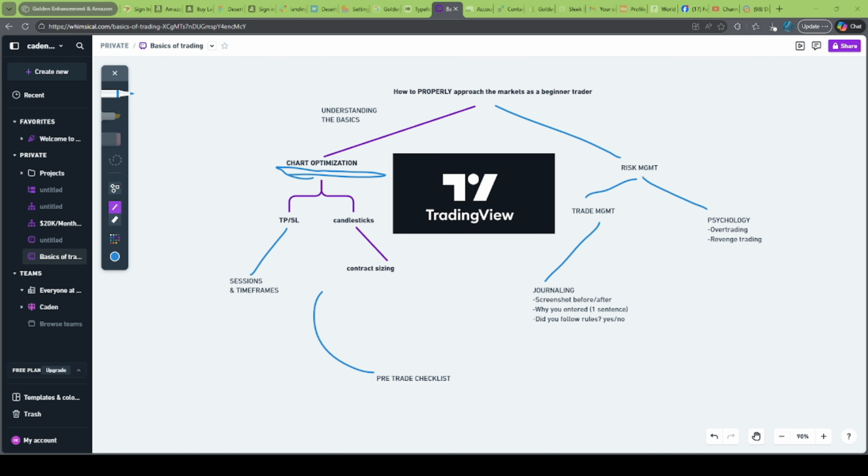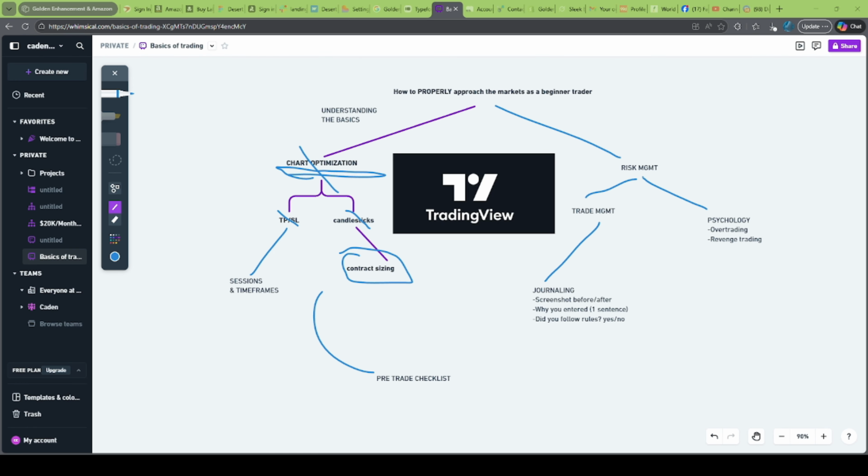So boom, now that we've gone over what a TP and stop loss is and what a candlestick is, and we now understand how to optimize our chart, how to open the app and navigate it without being confused or feeling like we are in an airplane cockpit. Let's move on to contract sizing. This one is important. Now, like I said, I only trade NQ.